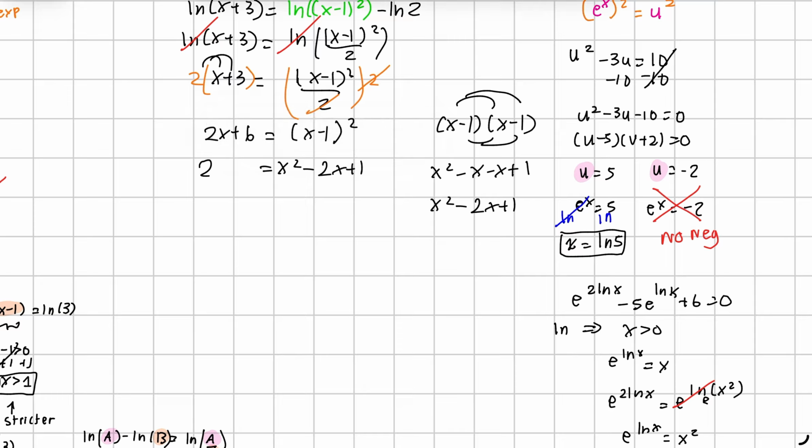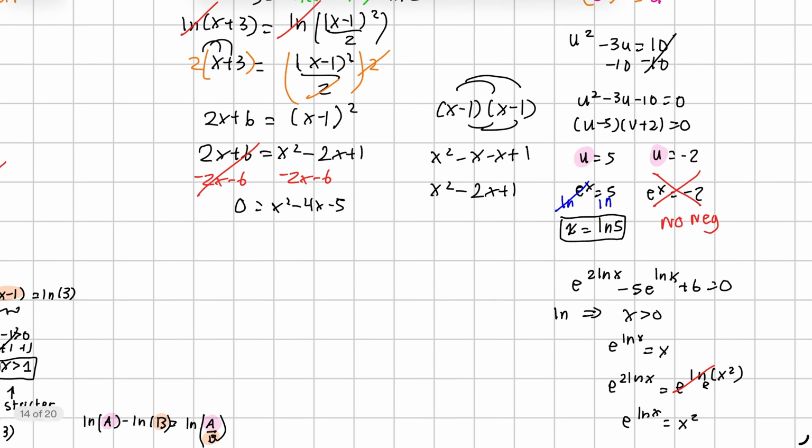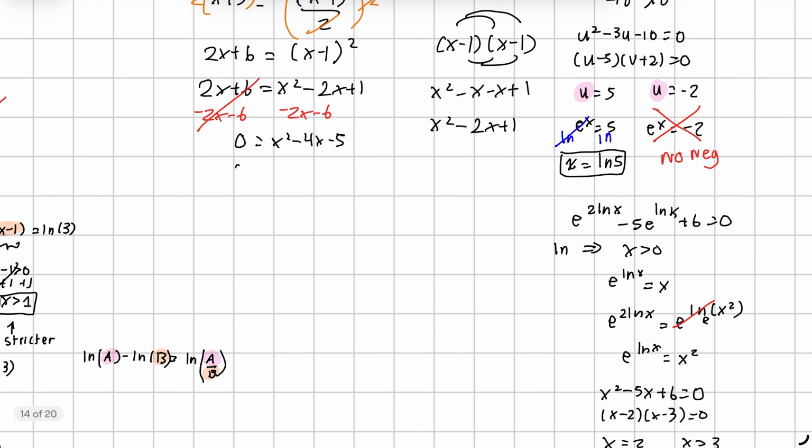So let's move this here. And 2x plus 6, let's subtract 2x and 6 from both sides. Let's do the same over here. So we have 0 is equal to x squared minus 4x minus 5. And you can factor here. You have (x minus 5)(x plus 1) is equal to 0. So x is equal to 5 or x is equal to -1.